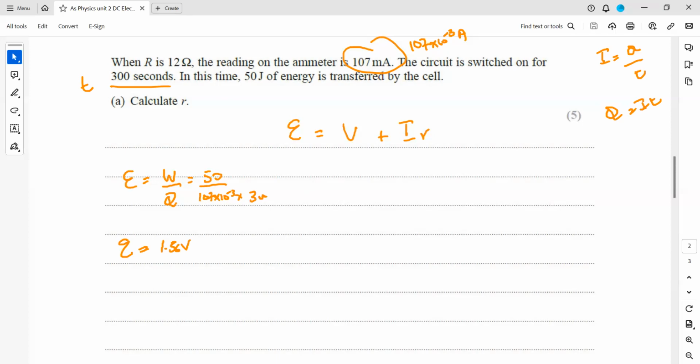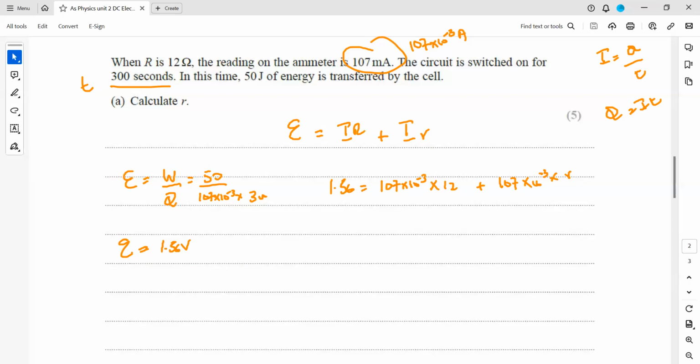And so for the total EMF, we can also modify this formula: the output voltage plus the internal voltage. So V is equals to IR. So EMF is equals to IR plus I into r. The EMF here, we worked out, is 1.56. I is the current that is given, 107 milliampere, so 10 power minus 3. R is the external resistance, which is 12, plus I, 107 into 10 power minus 3, multiplied by the internal resistance r.